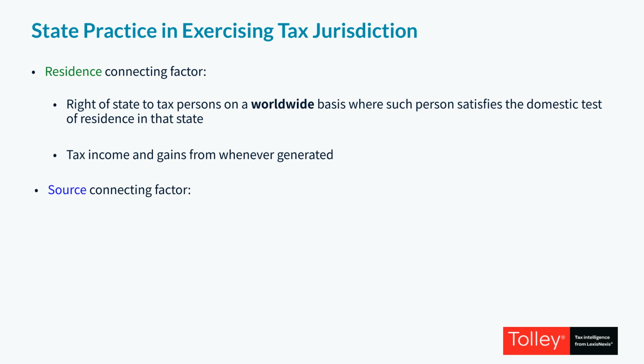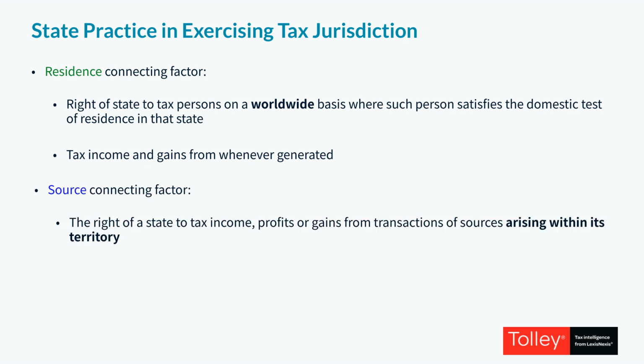When a country uses the source connecting factor, then a person is subject to tax on the income or profits or gains from transactions or sources arising within that country's territory. This does not require a person to be resident in that country, it just requires a person to have a source of income from there. Notably, all states around the world use the source connecting factor because no country is going to let a foreign person earn income from their state without paying some form of tax.